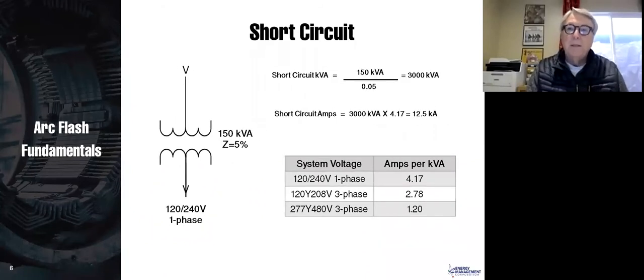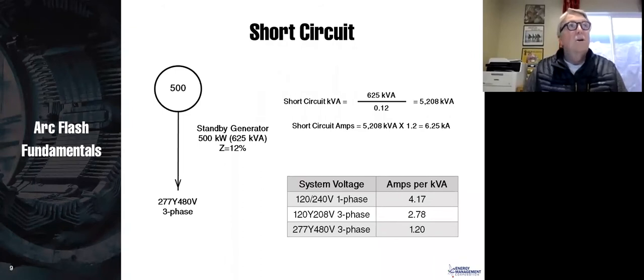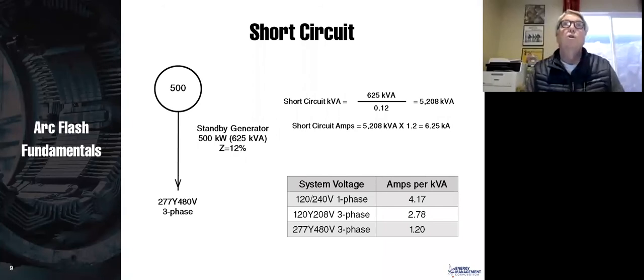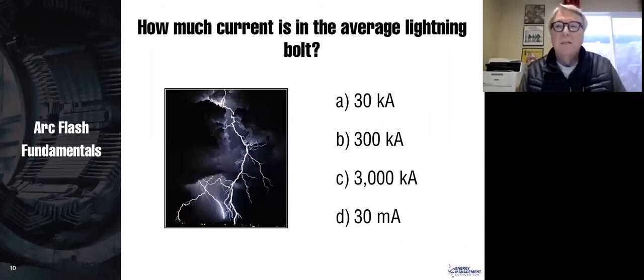So I'm going to make the statement that on electric circuits, there's 12,000, there's 28,000, there's 36,000, there's 6,000. You're going to have 10, 20, 30, 40, 50,000 amps as a typical short circuit current on a power distribution system. So question, how much current is in the average lightning bolt? Is it 30,000 amps? Is it 300,000 amps? Is it 3 million amps? Or could it be 30 milliamps, 1/1000th of 1 amp?